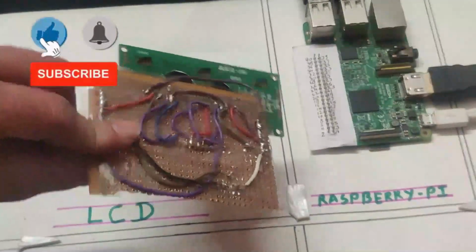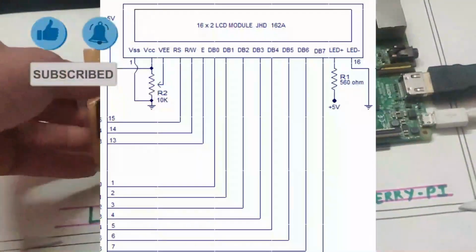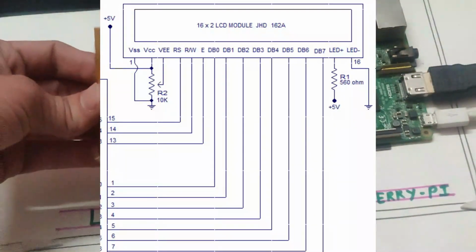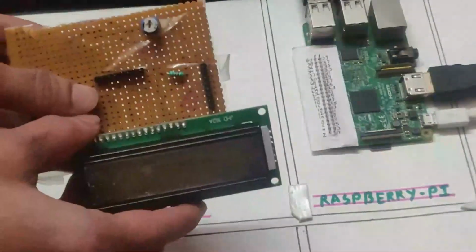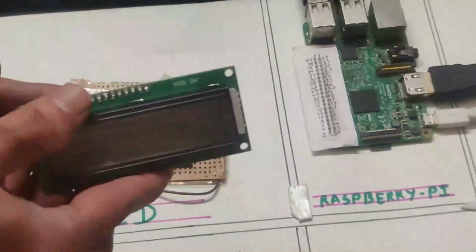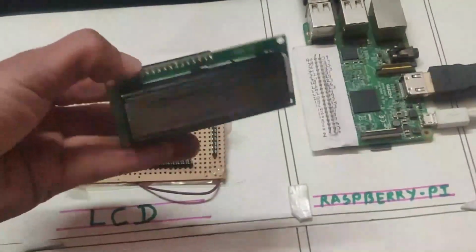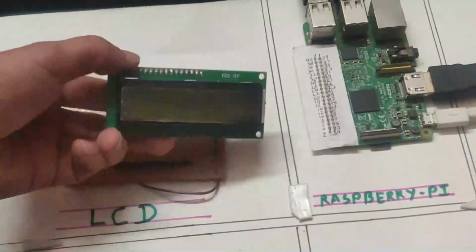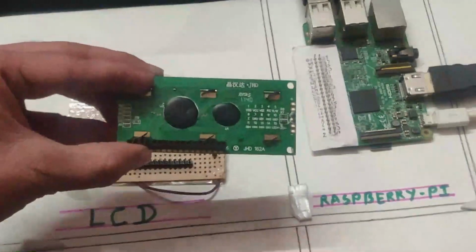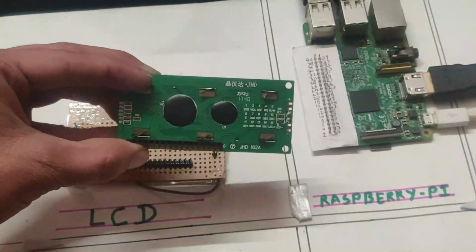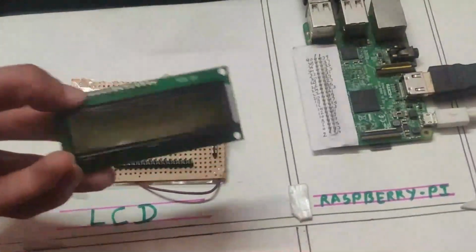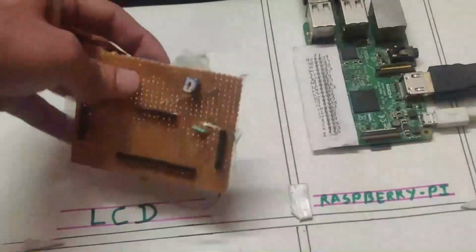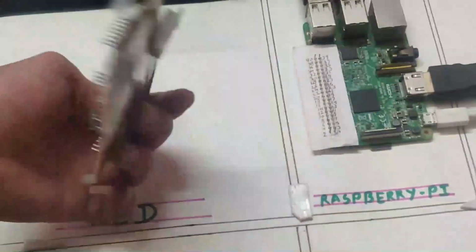So how I designed this, you can see on the screen the schematic diagram of this LCD module. In real time, when you buy on Amazon, you only get this LCD module, and this LCD module has 16 pins. With these 16 pins you have to connect it with Raspberry Pi. For that you require this zero PCB module.